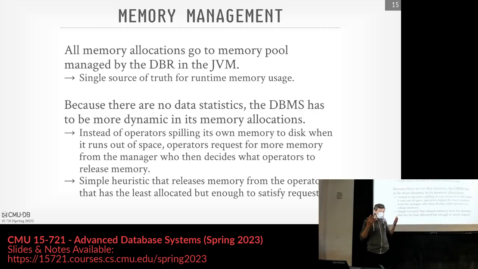And the reason why they want to do this, as they talk about in the paper, is because they're dealing with data they've never seen before. They don't have any statistics. So they don't know how much work you're actually going to do, how much memory you're going to need for different operators. So you need to be more dynamic in your allocations.